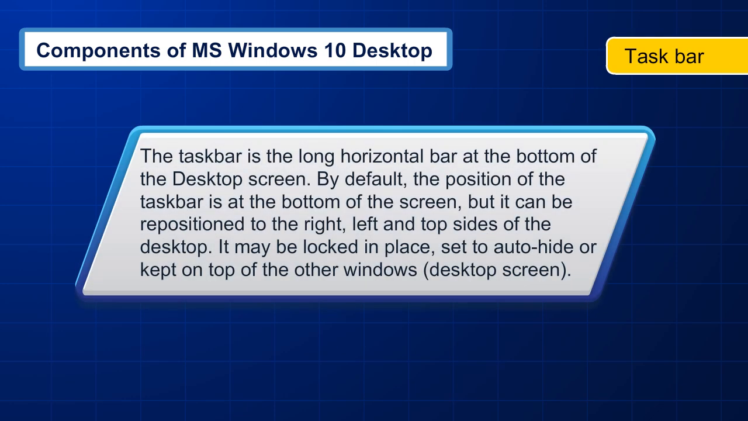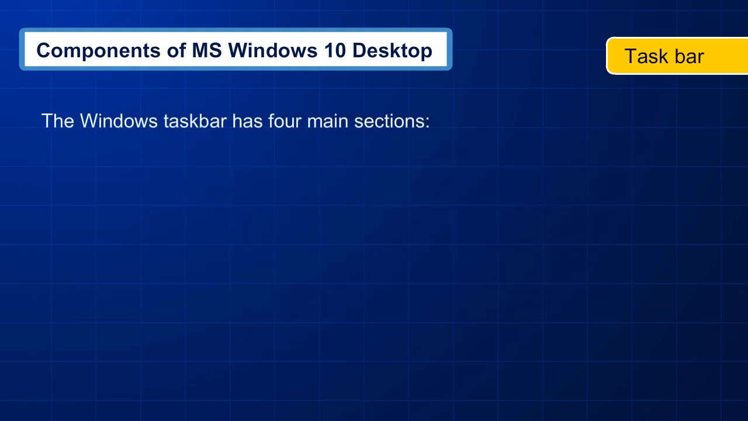Taskbar. The taskbar is the long horizontal bar at the bottom of the desktop screen. By default, the position of the taskbar is at the bottom of the screen, but it can be repositioned to the right, left, and top sides of the desktop. It may be locked in place, set to auto-hide, or kept on top of the other Windows desktop screen. The Windows taskbar has 4 main sections. Start button, labeled with the Windows logo.